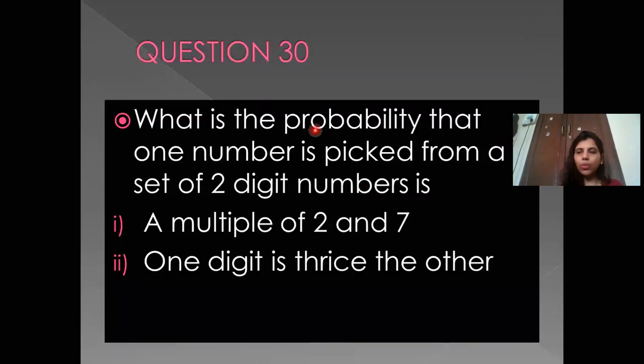Okay children, now we go to the next part. The next question is question 30. What is the probability that a number picked from a set of two-digit numbers is a multiple of 2 and 7, and one digit is thrice the other?